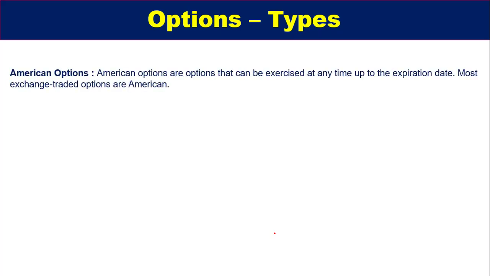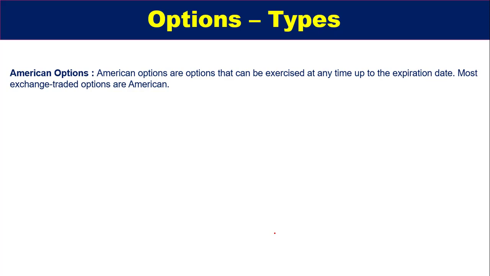So now come the other types of options. The two basic types I told you are call option and put option. Among other option types, there is the American option. American options are generally those options that can be exercised at any time up to the expiration date.